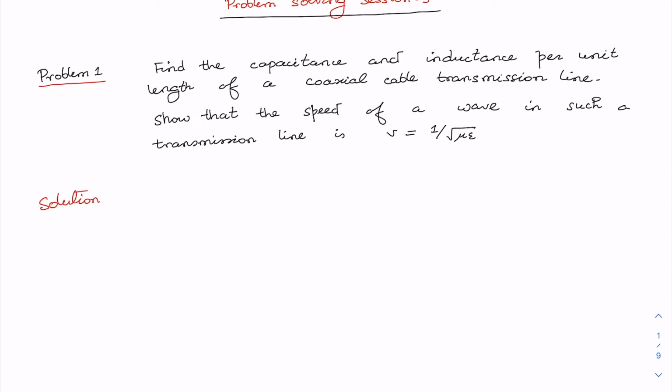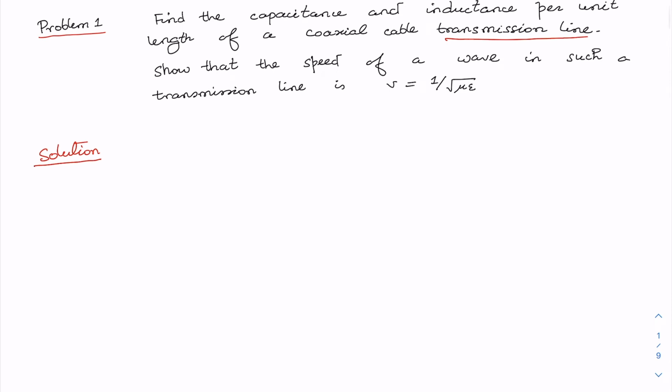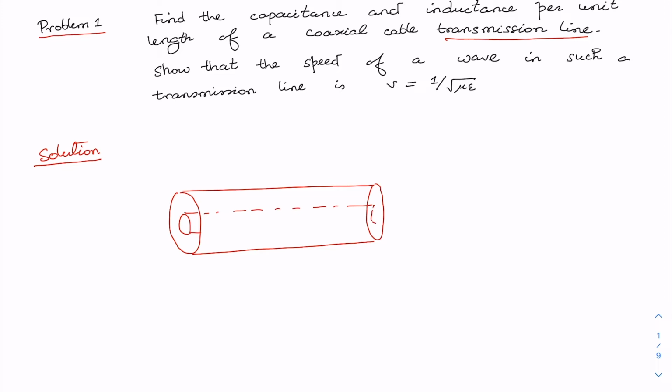First of all, we know that the transmission line basically consists of two conductors in parallel, and a coaxial cable consists of two concentric cylindrical conductors. So you have an inner conductor and you have an outer conductor. Say we have a coaxial cable like this. This is the outer conductor and this is the inner conductor.